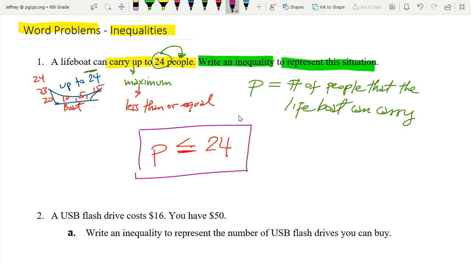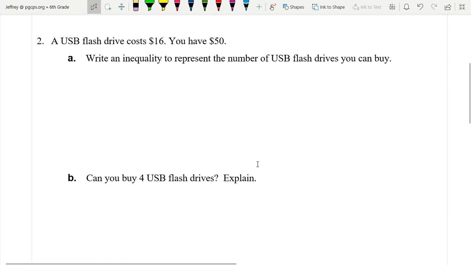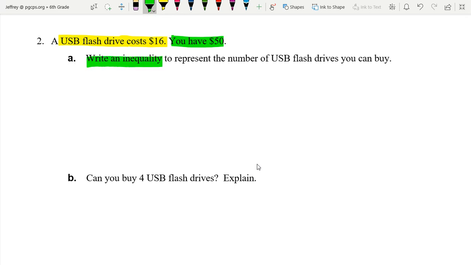Now, let's do number two. A USB flash drive or a jump drive costs $16. You have 50 bucks. So we need to write an inequality to represent what? The number of USB drives you can buy. So now we need to know the amount of jump drives we can buy for 50 bucks.